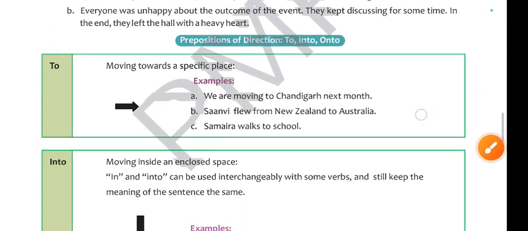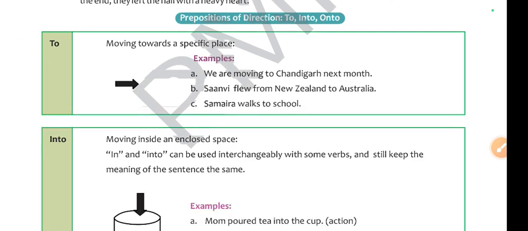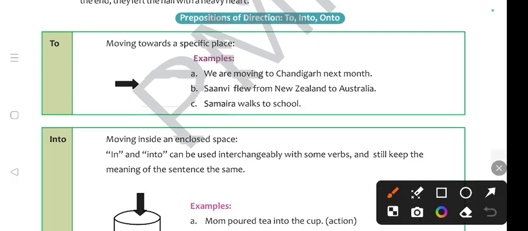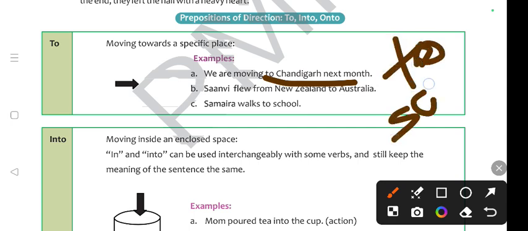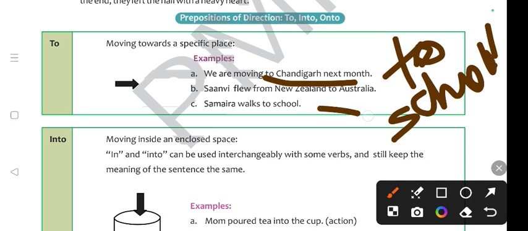Okay, now prepositions of direction: to, into, onto are used as prepositions of direction. For example, where do we use to? To also shows a specific place. For example, we are moving to Chandigarh next month, or I am going to school, right? It shows direction, means you are going in the direction of school. Sanvi flew from New Zealand to Australia.